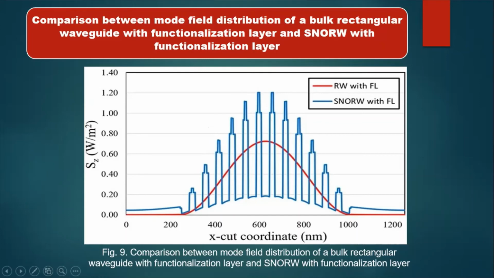Thus, we can see that upon forming a slot waveguide kind of thing, in the case of SNORW, what happens is that energy, which should have been in the silicon nanowire, gets transferred to regions between the silicon nanowires, and there are energy spikes.